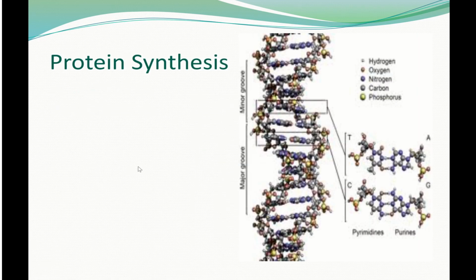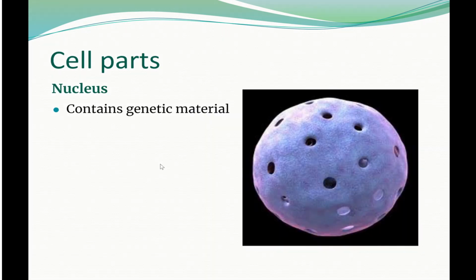So our next cellular process is protein synthesis. So this is how we're going to make proteins. Synthesis meaning to make, and then protein obviously is the thing that we are making. So starting with the parts involved, this is going to start with the nucleus.